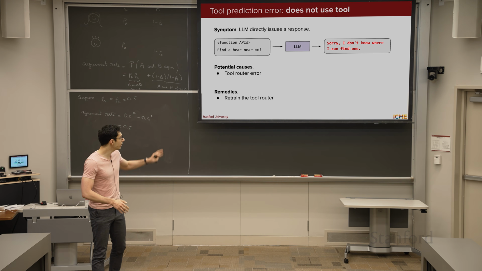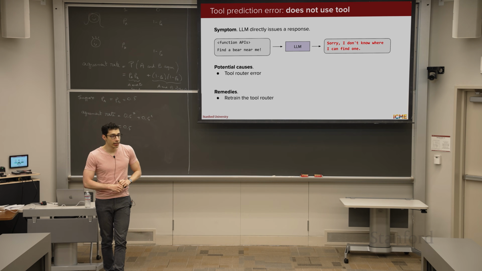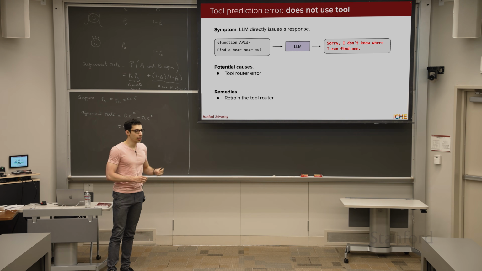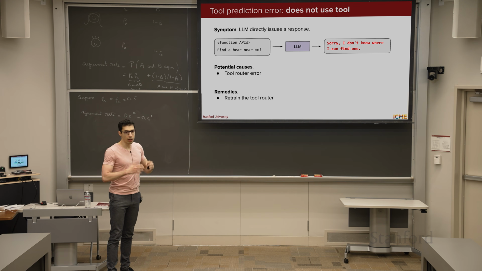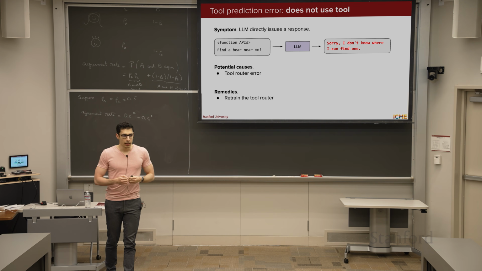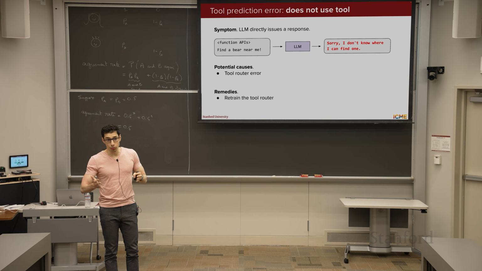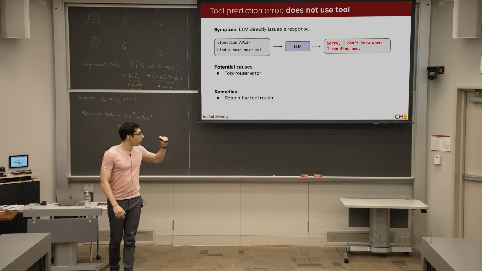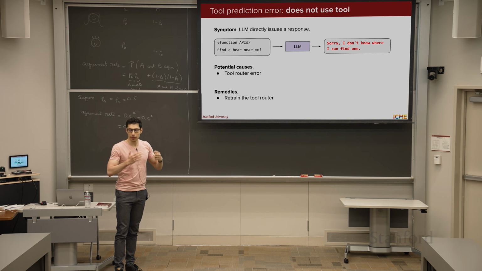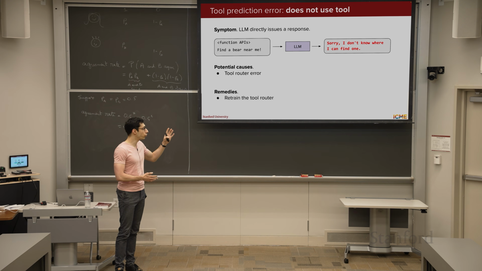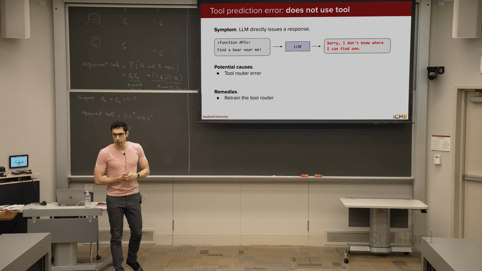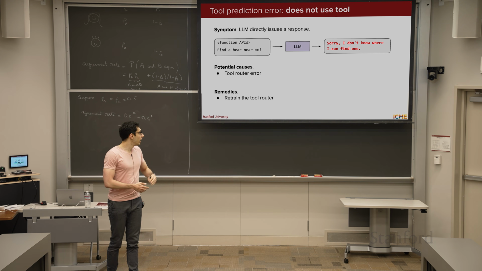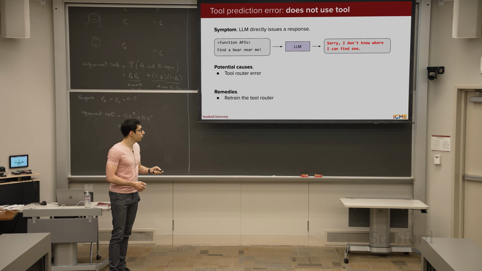So this is why, when we say tool router error, we actually mean a recall error. So it means it's possible that we just didn't select the right tool among the set of tools. And let's say this is the cause, then it's pretty clear we just have to adjust the tool router in order for it to predict the right tool. So this can be one kind of issue.